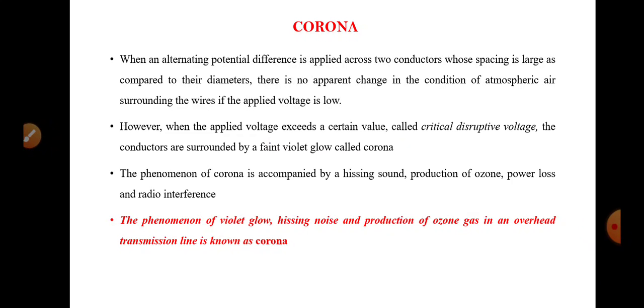So the conductors will be surrounded by a faint violet glow, and the phenomenon of corona is accompanied by a hissing sound, ozone gas production, and there will be power loss and communication line interference. So corona is the phenomenon of violet glow, hissing noise, and production of ozone gas in an overhead transmission line.